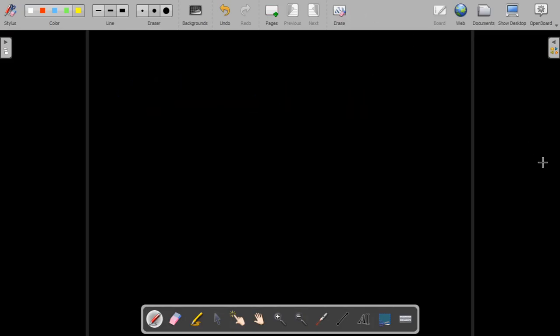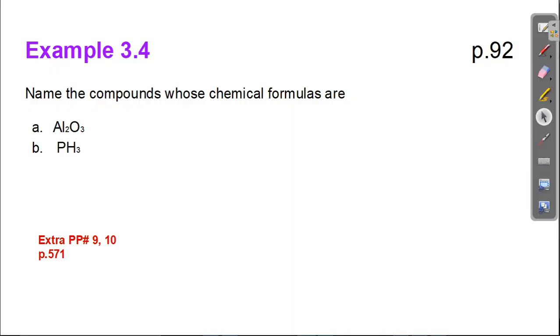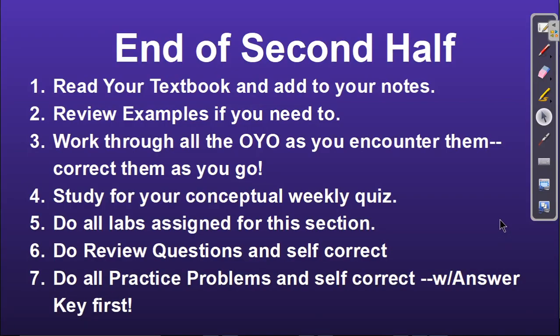So that's number 10. And that concludes module 3. Read your textbook, add your notes, review examples as you need to. Do on your own as you encounter them, correct them as you encounter them so you don't make the same mistake, ask questions if you need to, study for your conceptual quiz. Remember that some of the quizzes are going to be now on elements and their symbols. Do labs assigned for this section, do the review questions and self-correct, do practice problems and self-correct with answer key first, and then solution manual if you cannot figure it out.